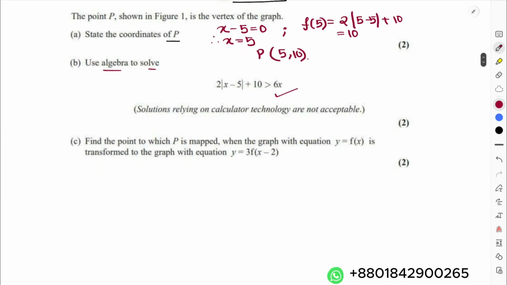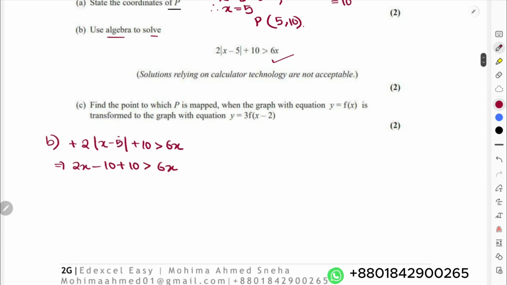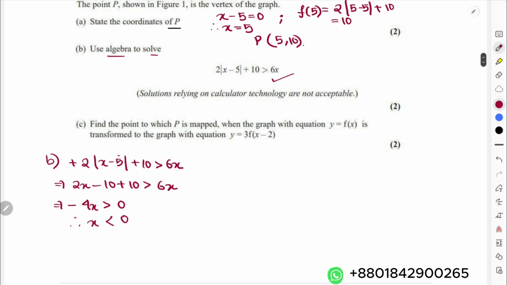So you can understand that for part B, the positive case is 2(x minus 5) plus 10 greater than 6x, which is going to be 2x minus 10 plus 10 greater than 6x. Now 10 and 10 cancel out. You are left with what? Minus 4x greater than 0. Actually, less than 0, sorry, because you have a minus 4, so the inequality will get inverted.